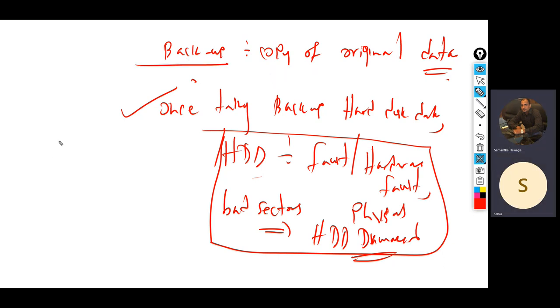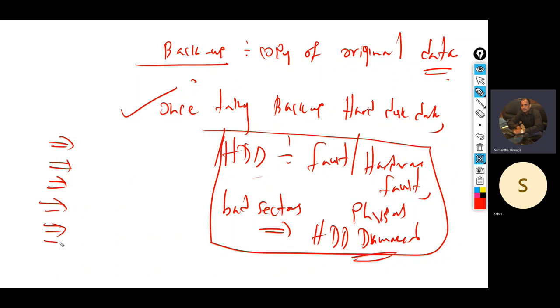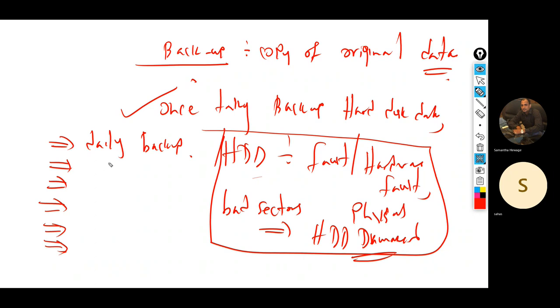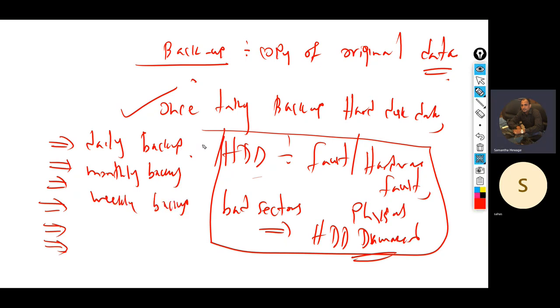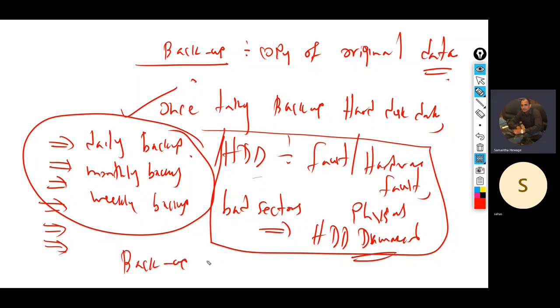When you take the backup, there are possible ways of taking it. Normally a company takes a daily backup. Some companies take a monthly backup, and some take a weekly backup. Some companies take all these kinds of backups: daily, weekly and monthly. It depends on your backup plan. Every company has a backup plan, and according to that backup plan, it will operate.